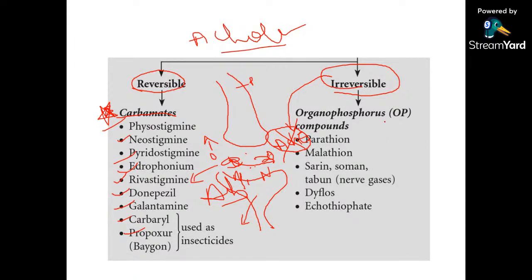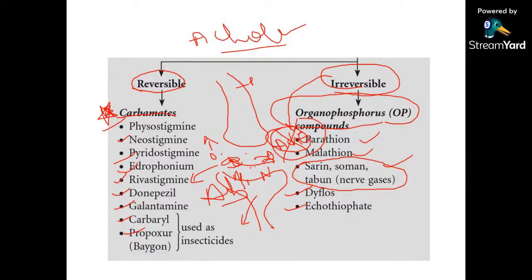In irreversible inhibitors, all organophosphate compounds are present. In that we have parathion, malathion, sarin, soman, tabun, which are organophosphate gases. So these are available in gas form. Whereas parathion, malathion, fenthion, we have hundreds of examples in organophosphate compounds. We have diflos and echothiophate. So these are all examples of organophosphate compounds which will irreversibly block the cholinesterase enzyme, and by that they will increase the activity of acetylcholine.